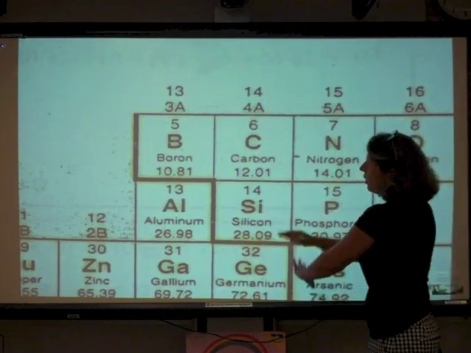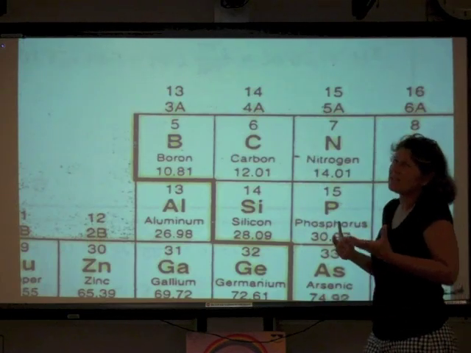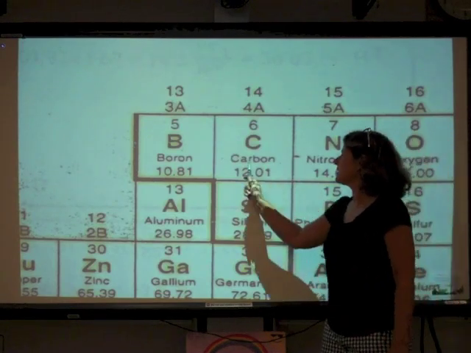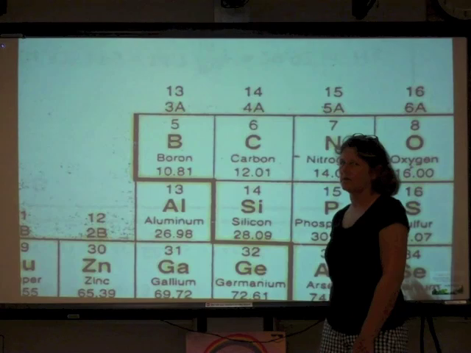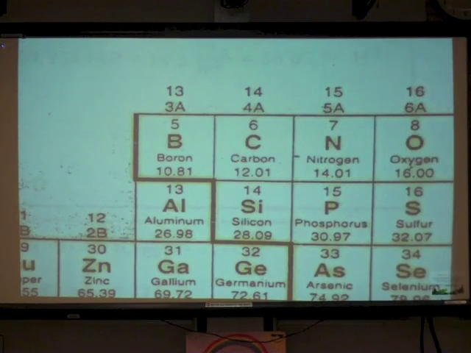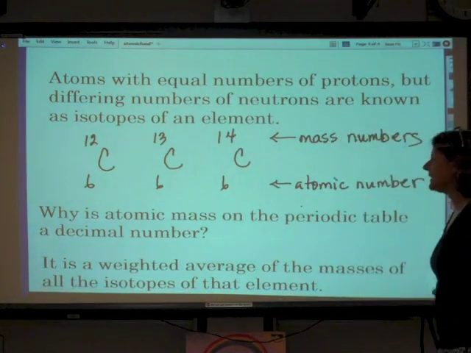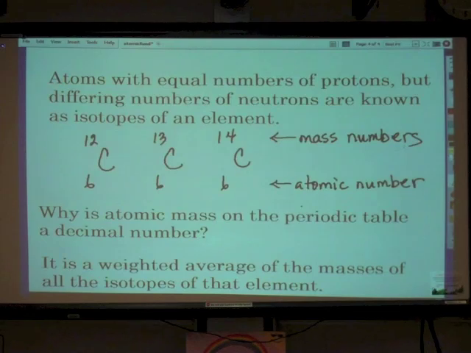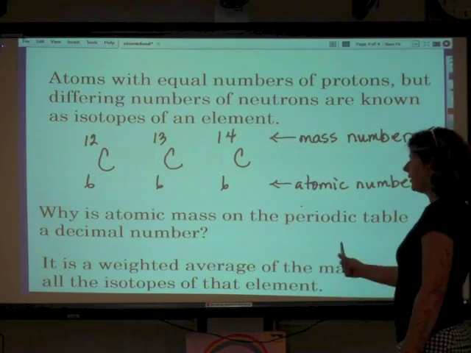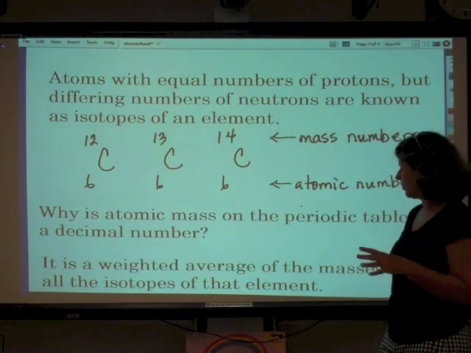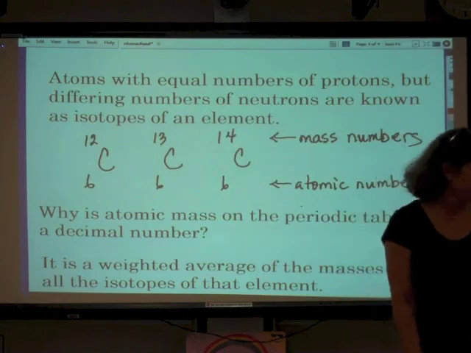Well, that's because all elements have various numbers of isotopes, some more than others. And so what does this number, this atomic mass, represent about carbon? It is a weighted average of the masses of all the isotopes of that element. All right, we'll talk about a weighted average tomorrow. You can look it up if you don't know what a weighted average means, but we'll talk about it tomorrow a little bit.